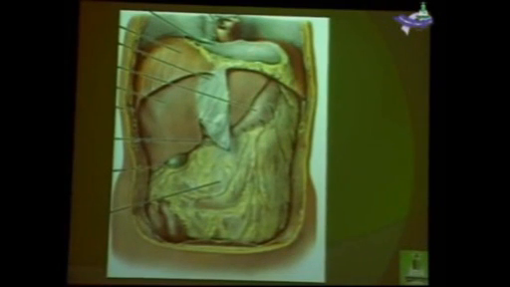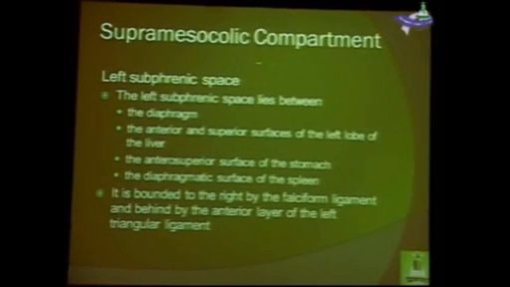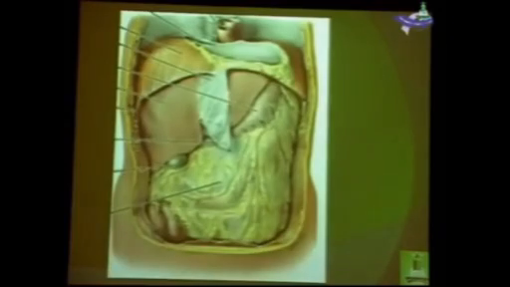This is the area of this space. This is the diaphragm. It lies underneath the diaphragm and in front of this anterolateral surface of the left lobe of the liver, and the anterosuperior surface of the stomach, and the spleen, which is not shown here, but you can imagine it's underneath that part of the diaphragm. So it is bounded to the right by the falciform ligament, and behind by the anterior layer of the left triangular ligament.